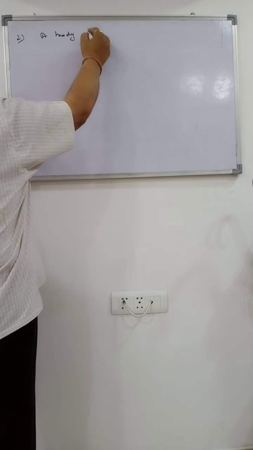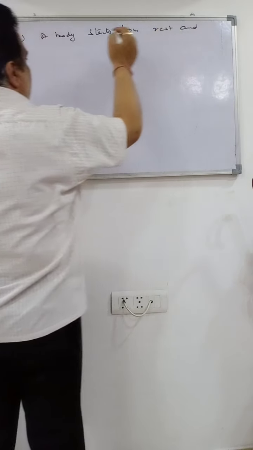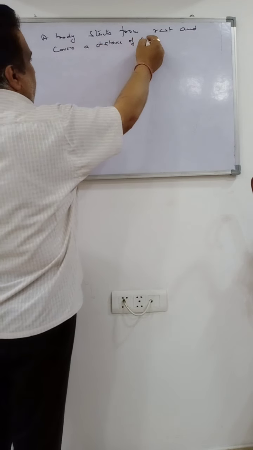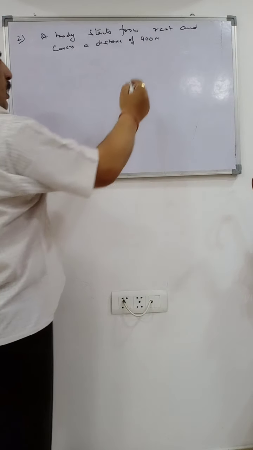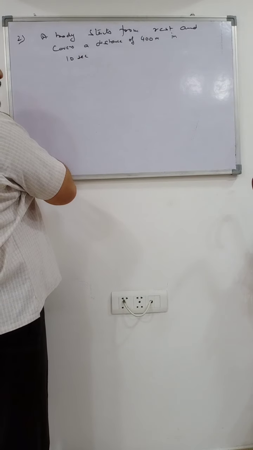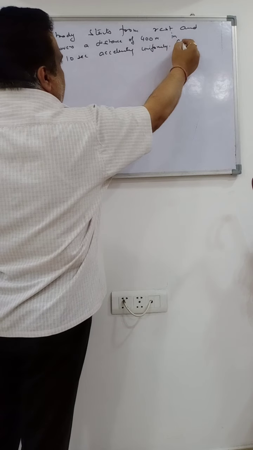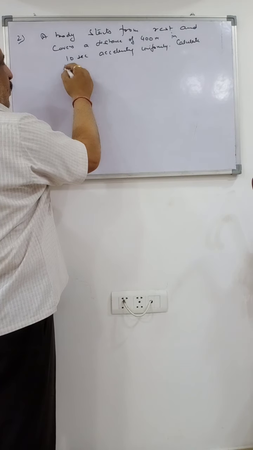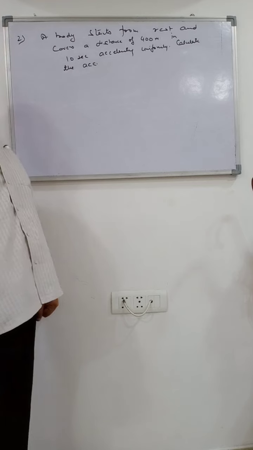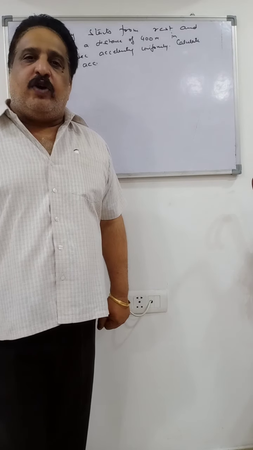A body starts from rest and covers a distance of 400 meters in 10 seconds, accelerating uniformly. Calculate the acceleration. Now you have to write what is given to you.